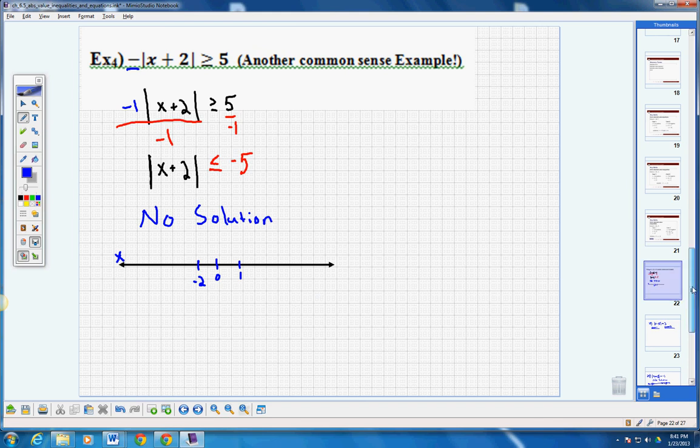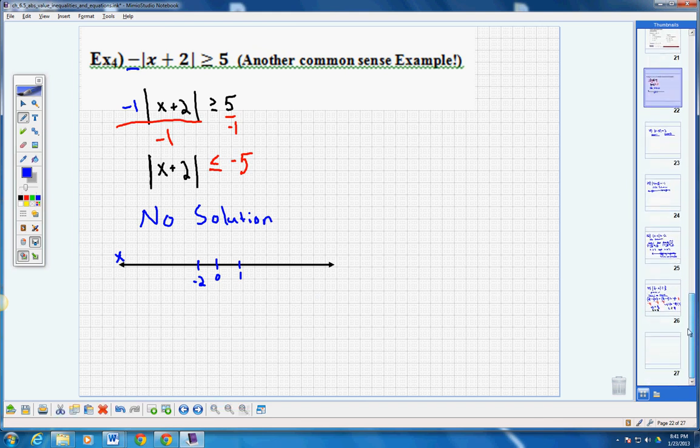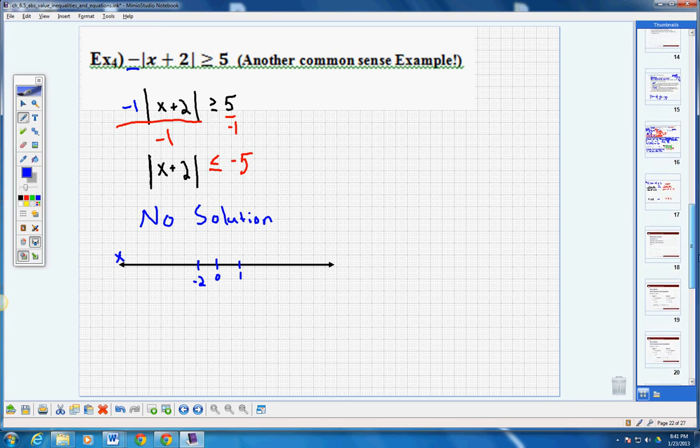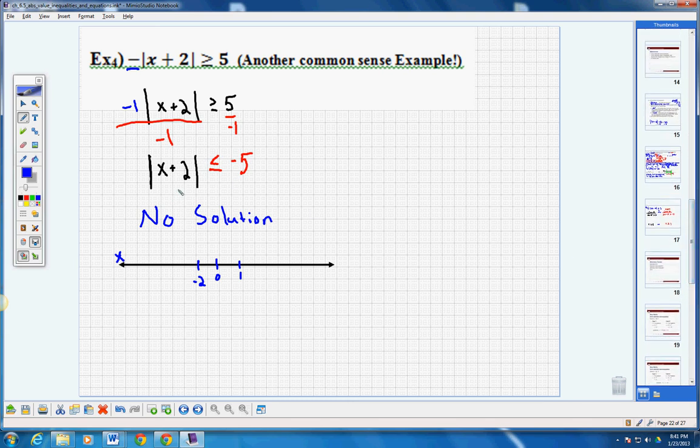So again, I do hope that you understand absolute value inequalities a lot better now. Look for those common sense examples first and understand whenever you have an absolute value isolated compared to a negative, with an inequality in between, you're either going to get a no solution or an all reals. So you got to decide on which one. I call them common sense examples. Hopefully this helps you out.